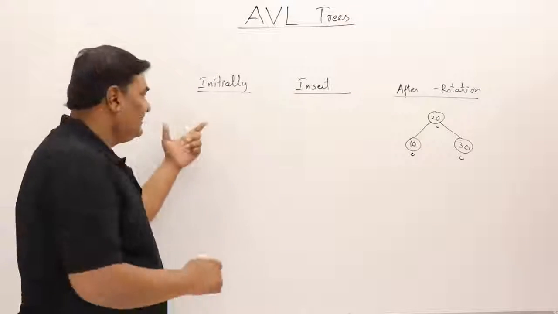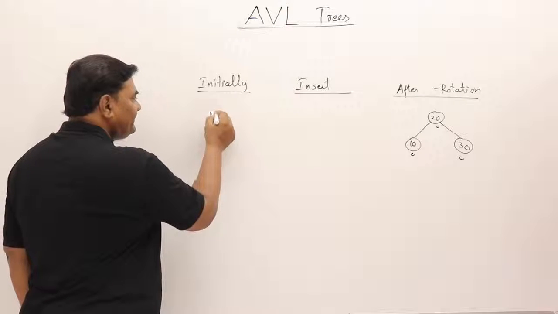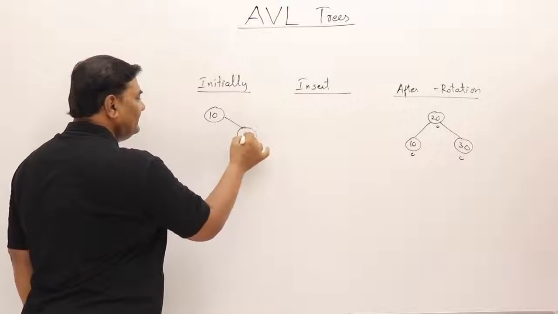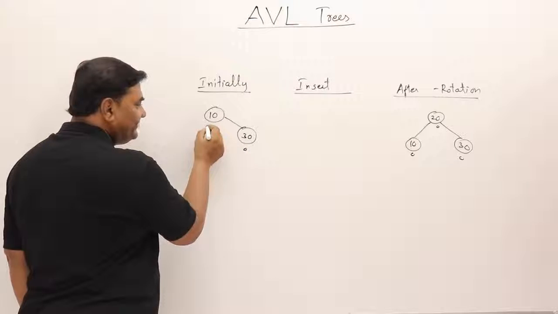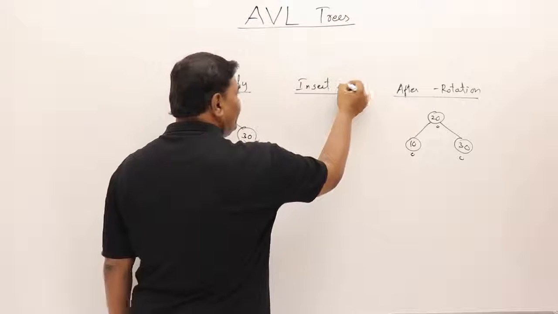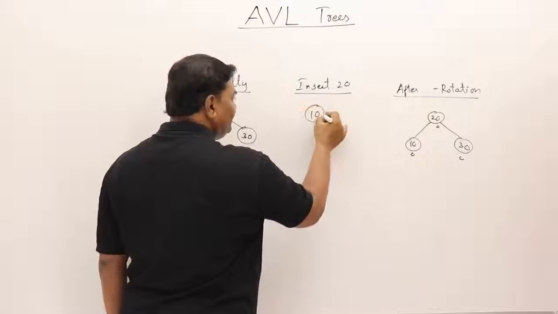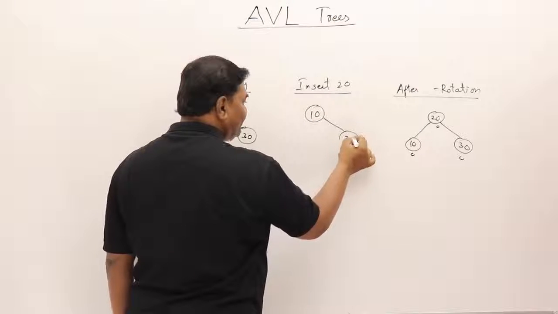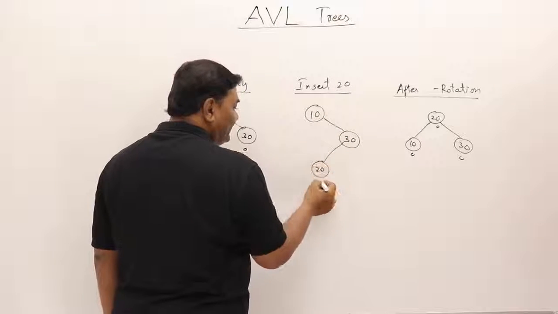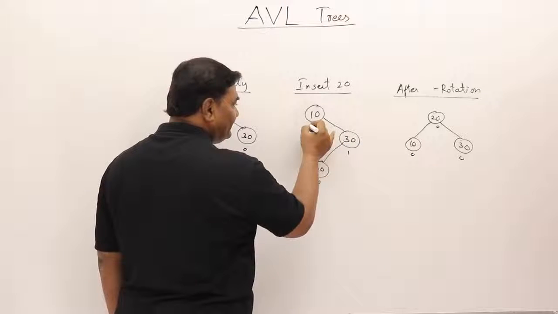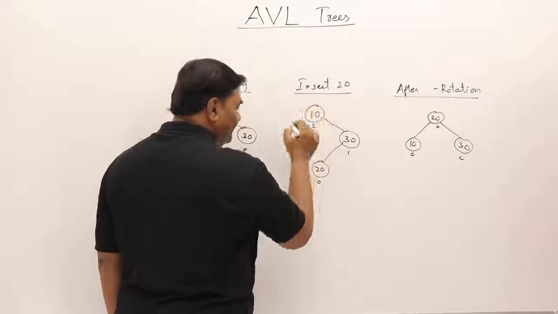Now the next rotation. Initially the tree is 10 and 30. Balance factors are 0 and -1. Insert 20 in this one. 20 will come as right side of 10 but left side of 30. Balance factors are 0 and 1 and this is -2. So this node became imbalanced.